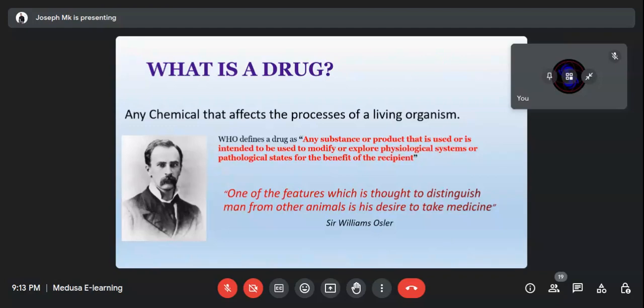If you don't benefit from it, then it's going to be poisonous to you. So that's the key point. Please get used to the definition that is defined by the WHO. Whenever you're giving definitions, always give definitions that are defined by the WHO instead of just defining a chemical that affects the process of a living organism, because that one, you won't be able to get full marks.